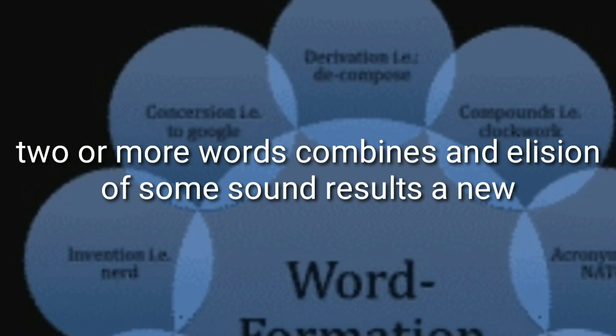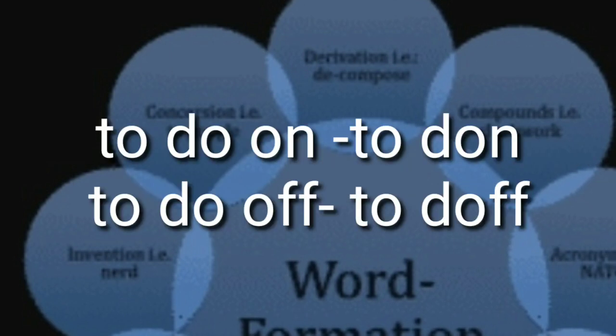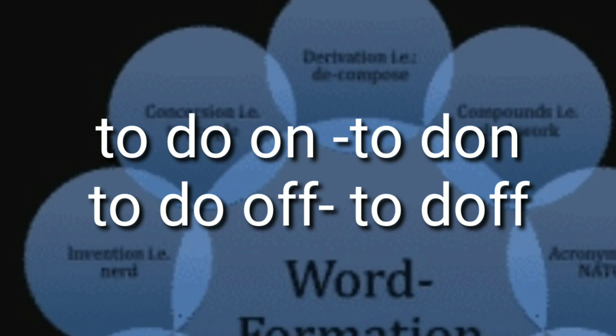For example, when the phrase "to do on" is said rapidly, it will be "to don". "To do off" will be "to doff". Here, few sounds are neglected to form a new word.